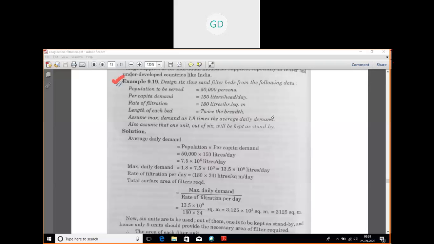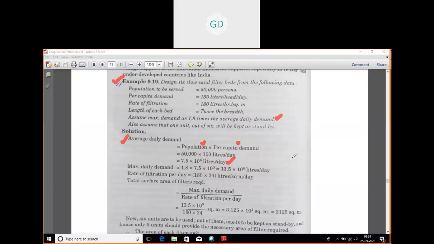Here, since the population and per capita demand are given, and we can assume the maximum demand as 1.8 times the average daily demand, first we have to find the average daily demand. What was the formula for average daily demand? It was population multiplied by per capita demand. So it is 50,000 into 150, which gives 7.5 into 10 to the power 6 liters per day.